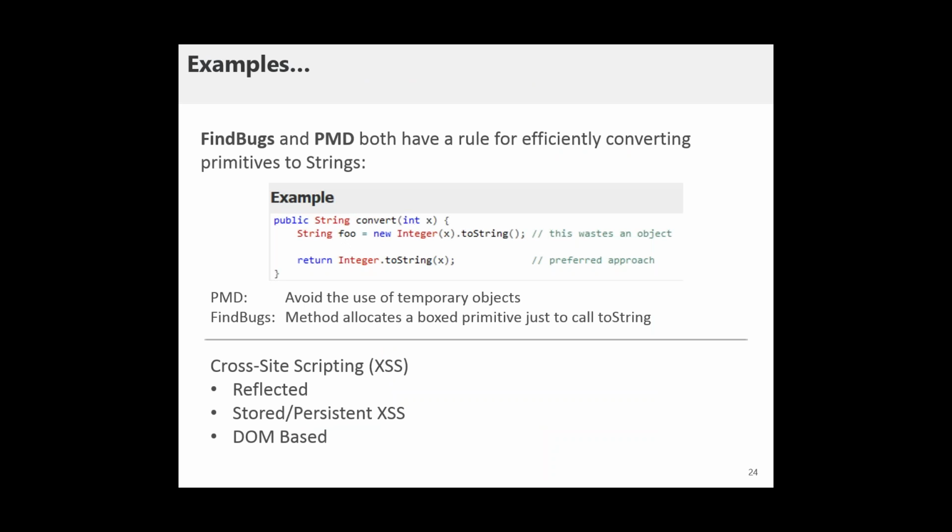Another example in the security area is XSS, where there are 3 common types of XSS attacks: reflected, stored, and DOM-based. But if you look under the CWE hierarchy, there's only one top-level CWE that covers all of cross-site scripting. And so if you wanted to be more specific, you would be out of luck.